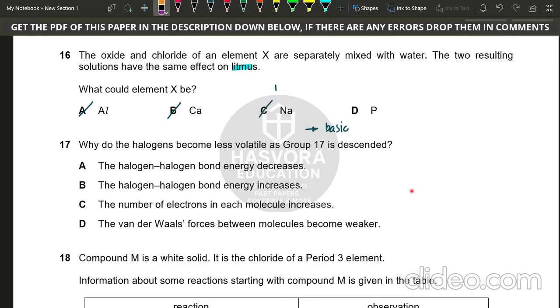Let's see for phosphorus. So if you look for the phosphorus, phosphorus oxide, which is phosphorus pentoxide, P2O5, if it reacts with the water, it will give you H3PO4, which is an acid, okay, with a pH of 3, and for the PCl5, it will give you HCl, which is also close to a pH of 2. So both actually have the same effect, both will give you red color with the litmus. Okay, so this means that phosphorus will be your answer, D will be the answer.